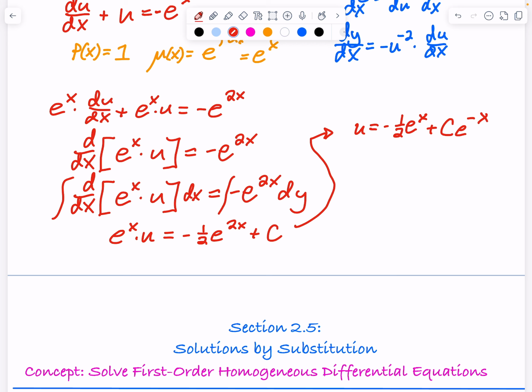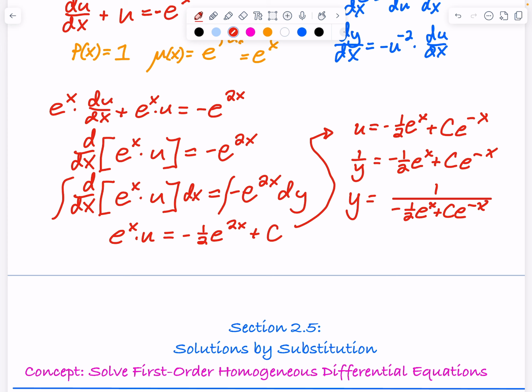All right, and then the only thing we have to do now is replace u with 1 over y. That was our original sub. And then I guess we could solve for y if you would like. It's not pretty, but y is going to be 1 over that. I guess you could get rid of the complex fraction by multiplying everything by 2. But I'm just going to leave it there because nothing tells me it has to be pretty.